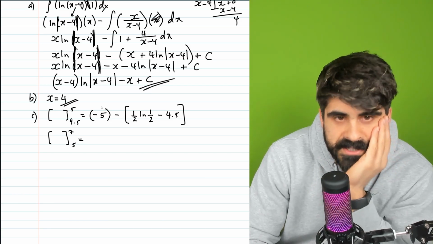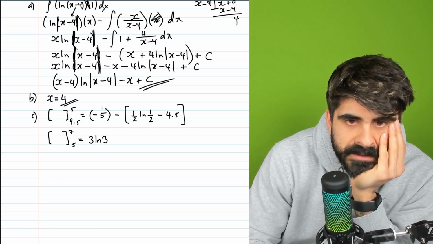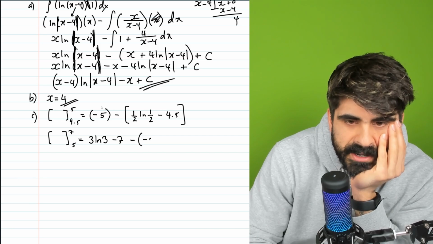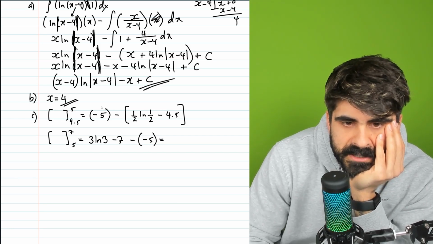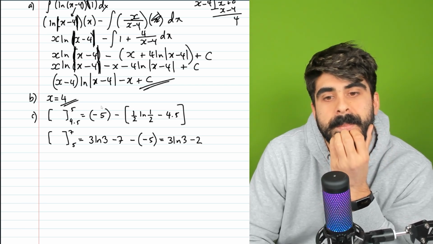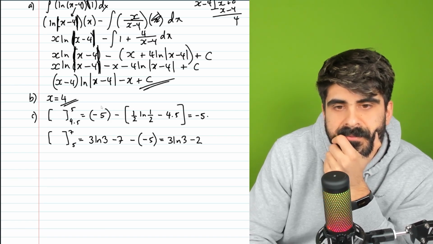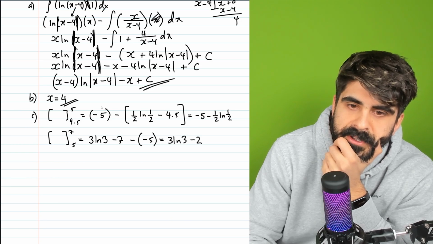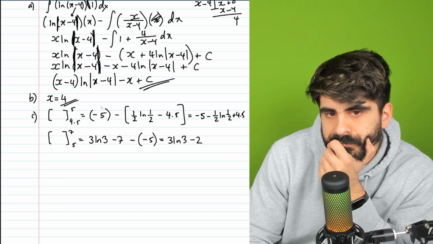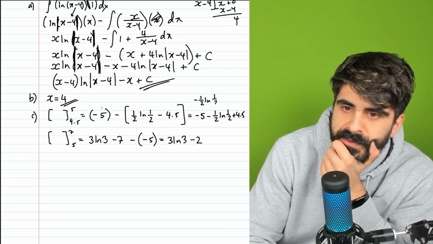Here, I'm just going to sub in 7. So I get 7 minus 4, 3. 3 ln 3 minus 7, minus 5, which I already know I get minus 5, right? So you get 3 ln 3 minus 7 plus 5, which is minus 2. The first area is minus 5 minus half ln half plus 4.5, which is 4.5 minus 5, so I get minus a half ln half.